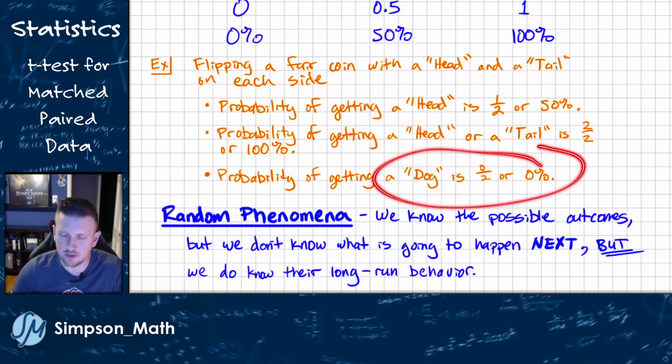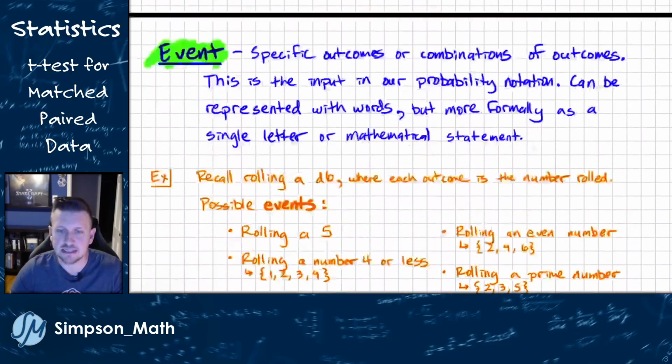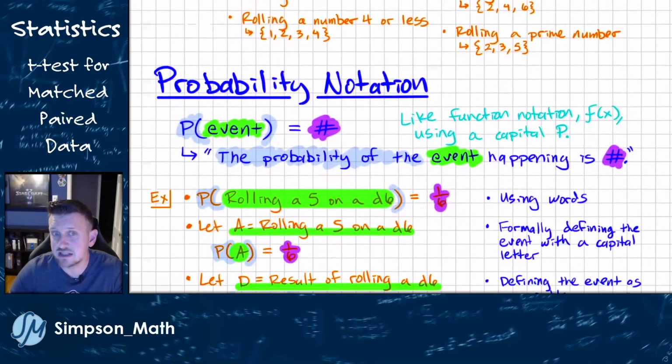Notice if you try to get a value outside of your sample space, that's impossible. So if I'm rolling a 6-sided die, I could not get a 7. That's not a possibility.